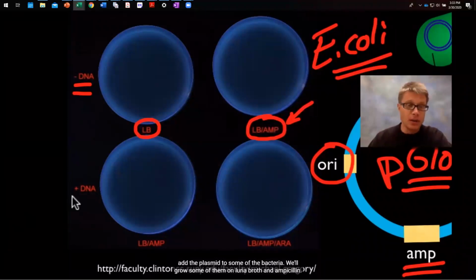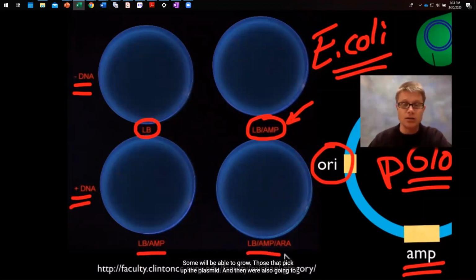We'll then add the plasmid to some of the bacteria. We'll grow some of them on Luria broth and ampicillin. Some will be able to grow, those that pick up the plasmid. And then we're also going to have some of those with this trigger, this arabinose sugar as well. I'll show you what all those things are going to look like in just a second, but first let's discuss it. So basically what you get is a plasmid.